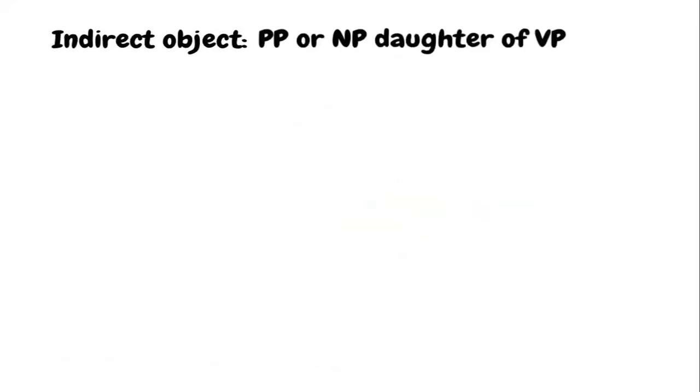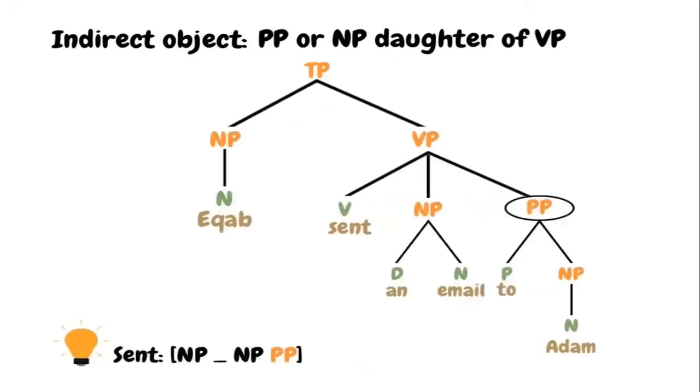Okay, now let's move to the second type of objects, which is the indirect object. The indirect object actually is a prepositional phrase or NP daughter of VP. Now, we have this example: Agab sent an email to Adam. When we have a verb like sent that has the feature NP underscore NP PP, then the PP here is the indirect object. So the PP here, to Adam, is the indirect object.